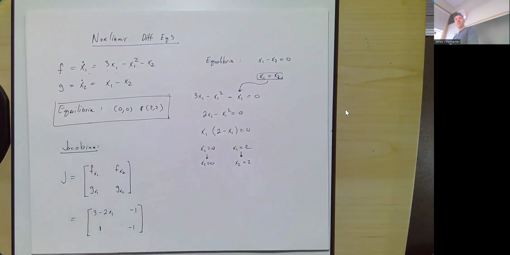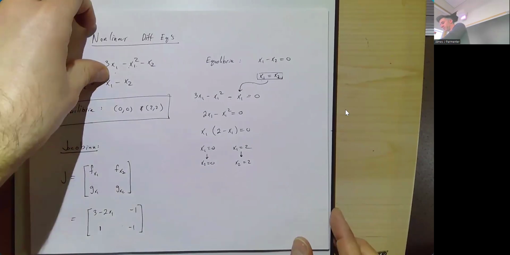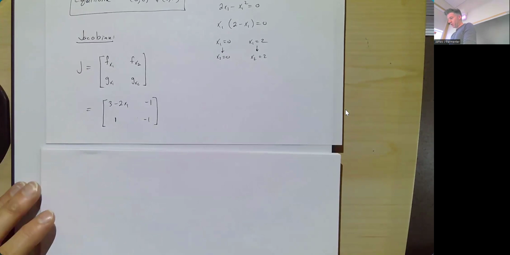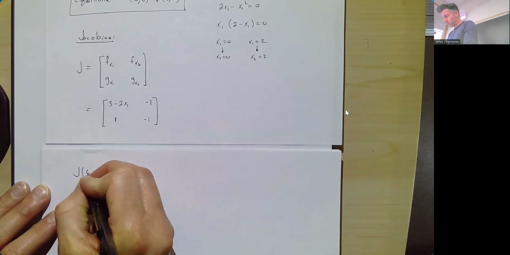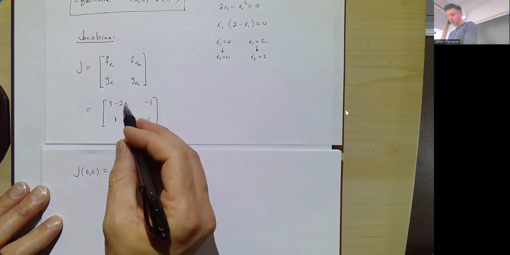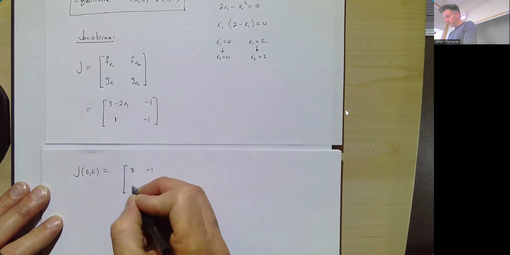There's our Jacobian. And then what we're going to do is, for each equilibrium, plug that equilibrium into the Jacobian and then use that 2x2 matrix to classify the stability. So let's look at J of (0, 0). That's going to be the matrix 3 minus 0, negative 1, 1, negative 1.